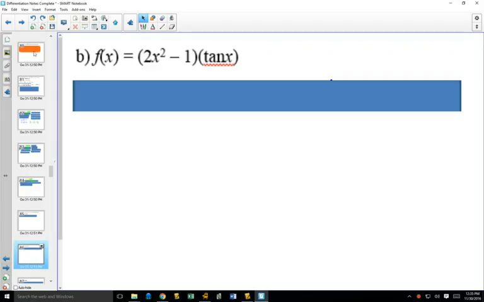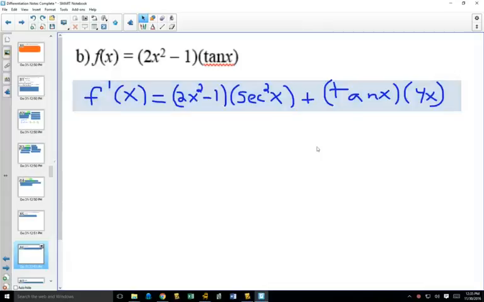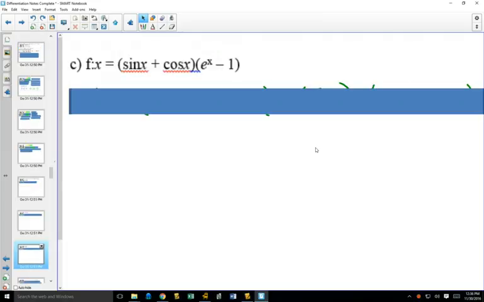All right, quick check on this one. And of course, if you wrote the tan x times 4x first, plus 2x squared minus 1 times secant squared second, that's fine. So you don't have to remember which one you have to keep the same. The order doesn't matter. And have you got the last one already? Yes or no? No? Okay, I'll wait a bit.